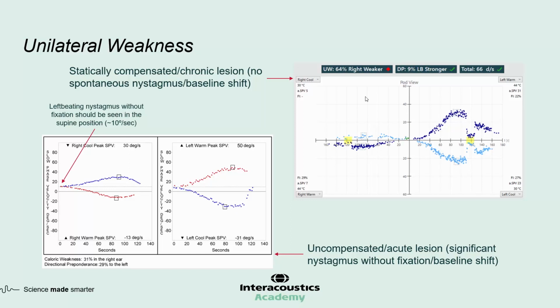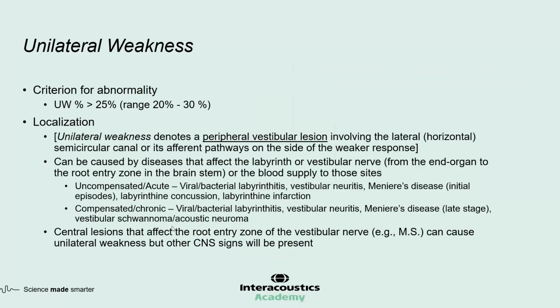You should have seen that 10 degrees per second during the static position testing, specifically in the supine position. So this represents an uncompensated or an acute lesion because there's a significant level of spontaneous nystagmus. As we mentioned, the criteria for abnormality is 25%. Some people use lower, like 20%.